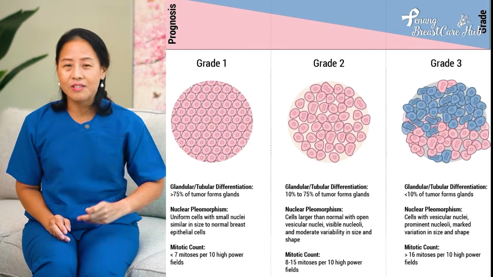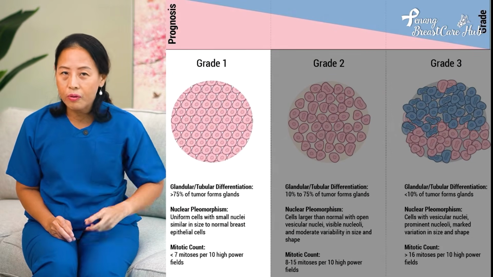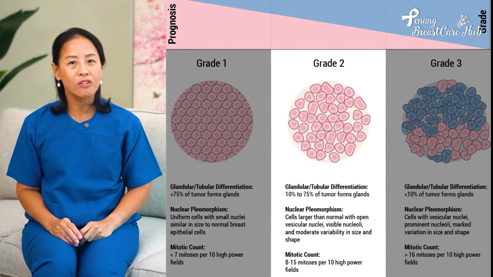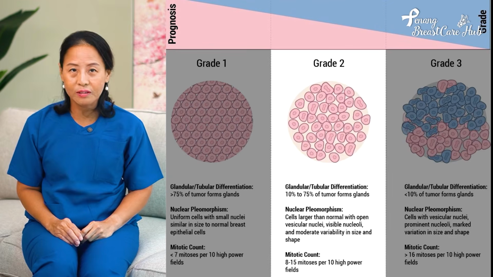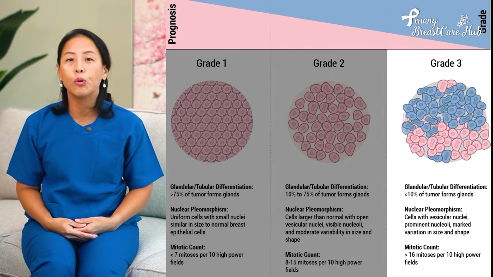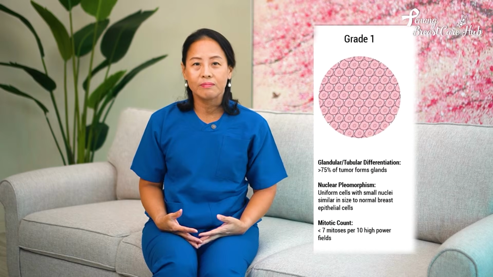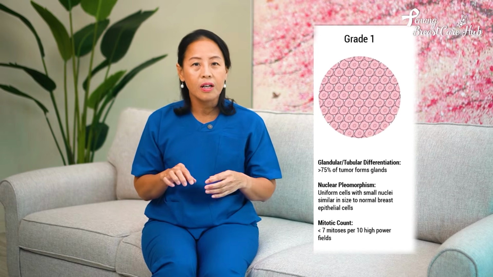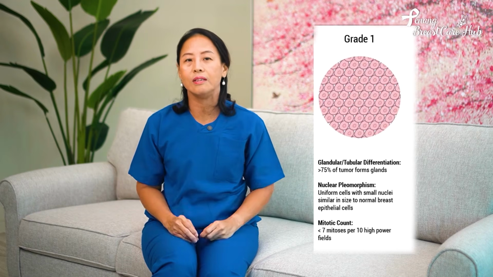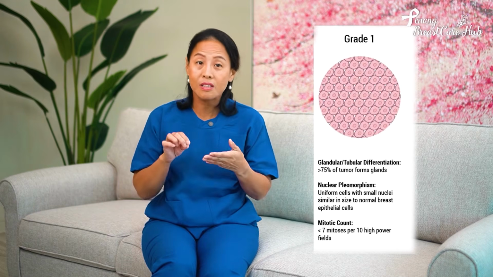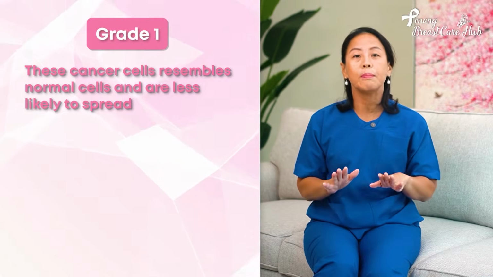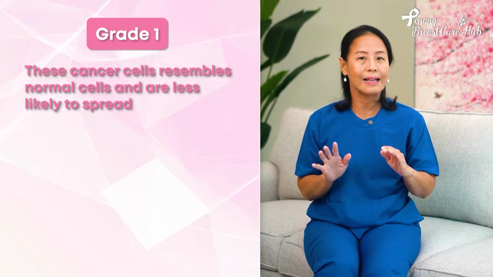There are 3 grades. Grade 1, which is low grade or well differentiated. Grade 2 is intermediate grade or moderately differentiated. And grade 3, which is fast-growing or high-grade and poorly differentiated. Now, in grade 1, the cells are more uniform, round and more normal-looking with low mitotic activity. Low mitotic activity means they are growing slowly. These cancer cells resemble normal cells and are less likely to spread.